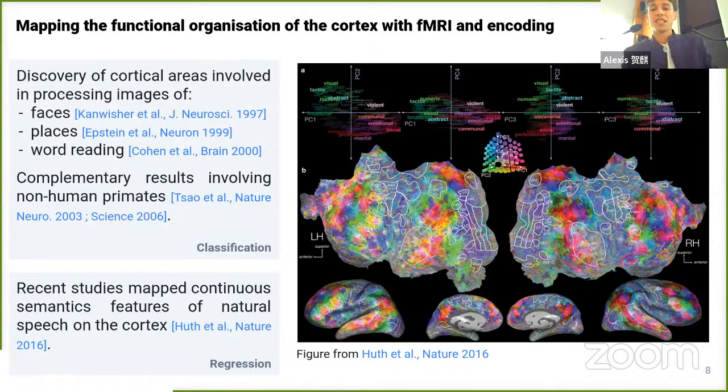In this specific example, Alexander Huth and colleagues showed that they could map the reactions of the brain to specific semantics of language. So they could isolate parts of the brain that would react mostly to violence-related words or places-related words, etc.